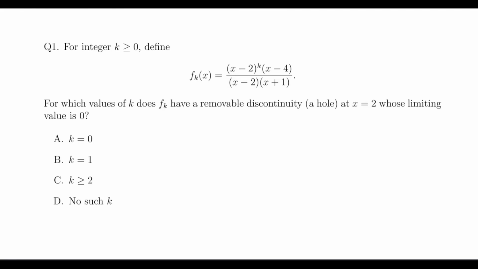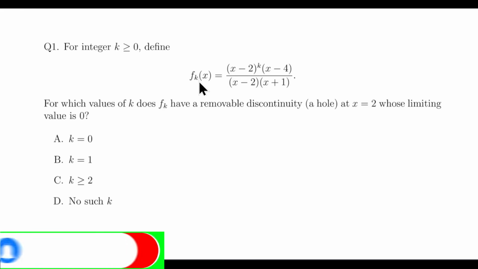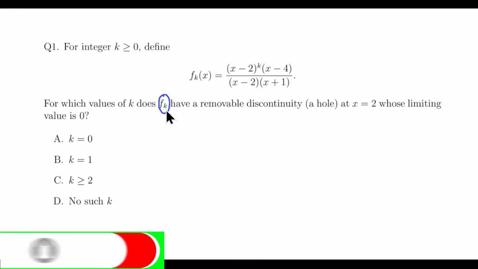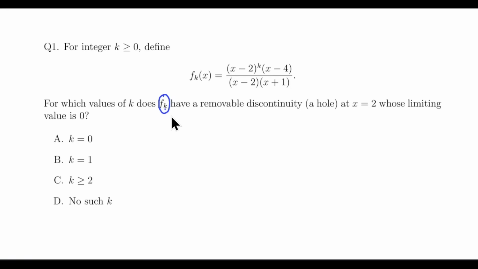Okay, let's start with question one. For the integer k greater than or equal to 0, defined by f sub k of x, okay, that's a weird function. For which values of k does this f_k have the property? You don't really have to worry about whether there is something special just because k is in the subscript. Not really, it's just a fancy way of representing it. Honestly, even if I write this as g, it's going to be the same thing.